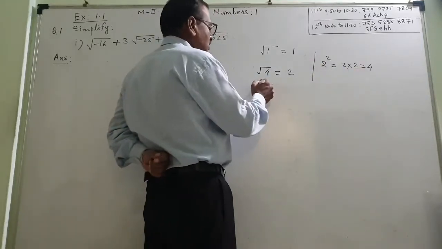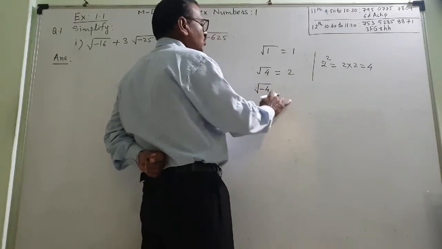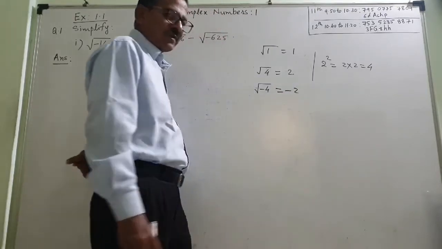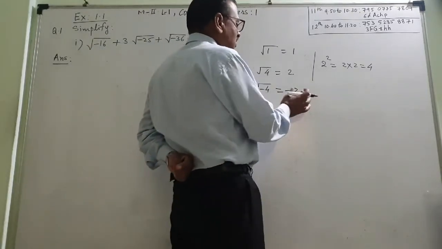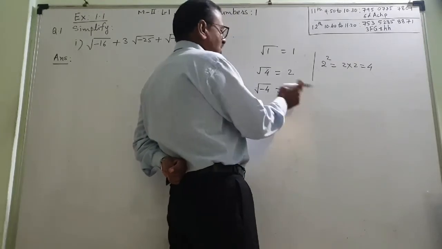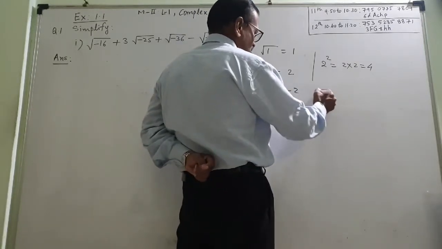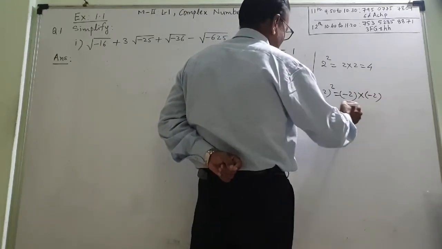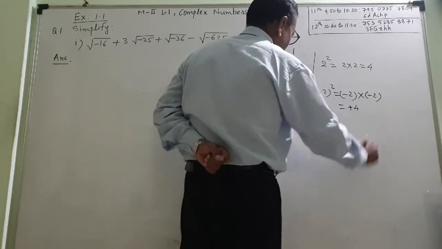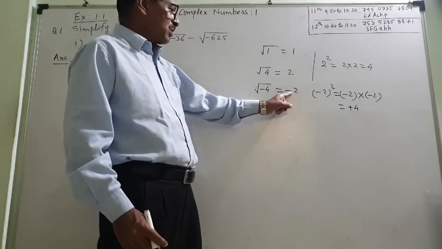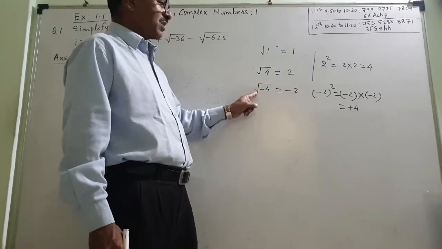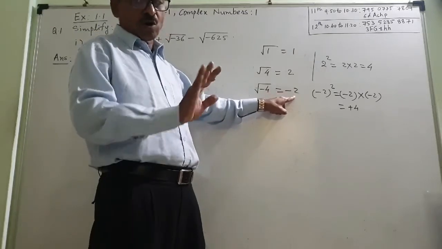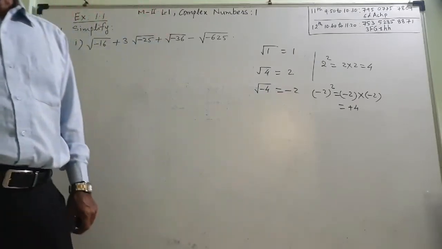From this concept, you just tell me this, under root of minus 4, what will it be? Can you say minus 2? Definitely not. Why? Because if I multiply, the square of this should come minus 4. So minus 2 square will become minus 2 into minus 2 and that is coming plus 4. But I want that square to be minus 4. That's why saying root of minus 4 is minus 2 is wrong. That means it doesn't have a real root.